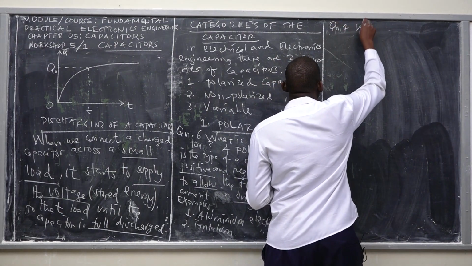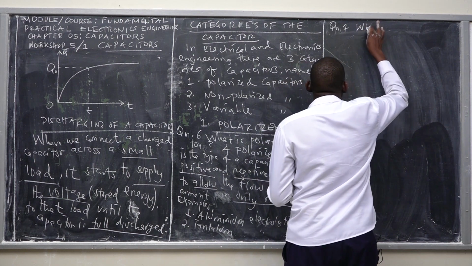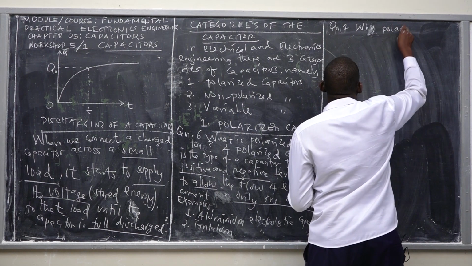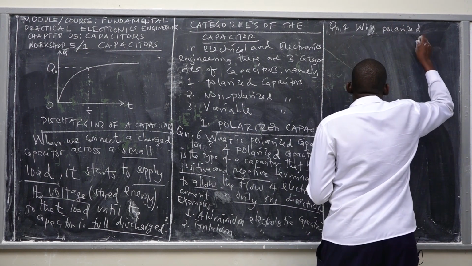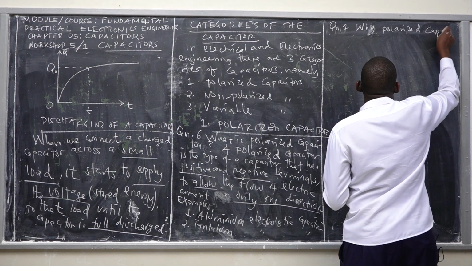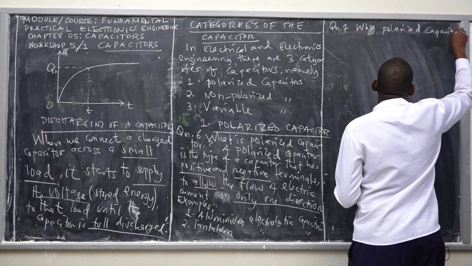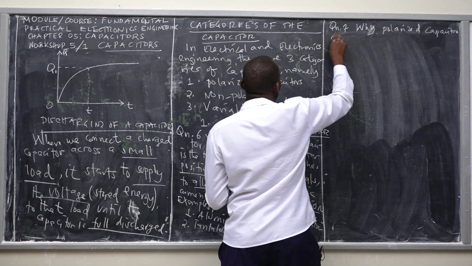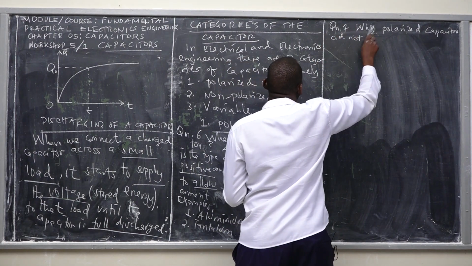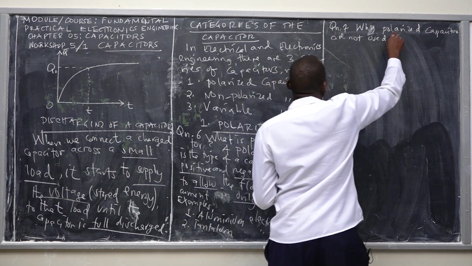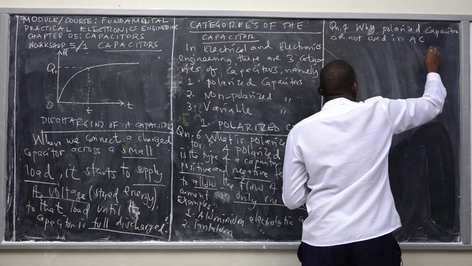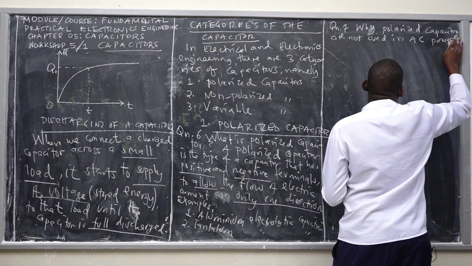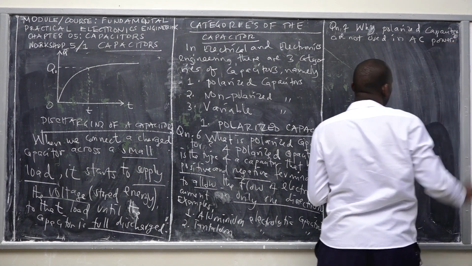Question number 7. Why are polarized capacitors not used in AC power?